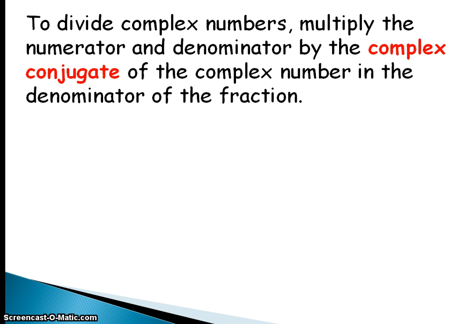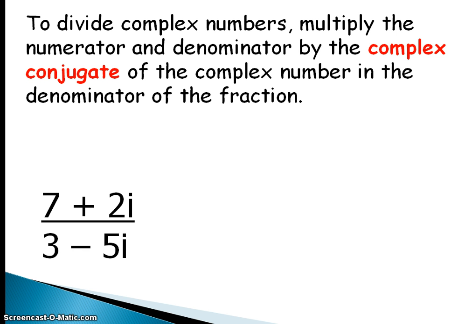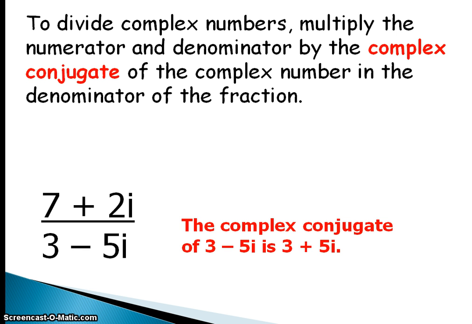Now, when I divide complex numbers, I have to multiply both the numerator and the denominator by something called the complex conjugate of the complex number in the denominator. Now, here's what the complex conjugate looks like. Here's an example. If I have 3 minus 5i in the denominator, then the complex conjugate is 3 plus 5i. It's not too hard. You just change the sign of the addition or subtraction operation. Now, here's an example of how this would work. But first, please write down these instructions and this example of a complex conjugate.